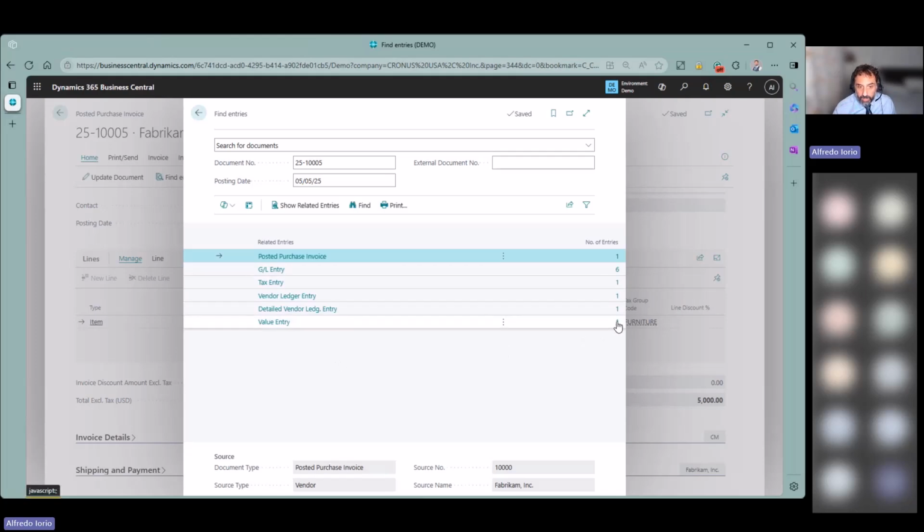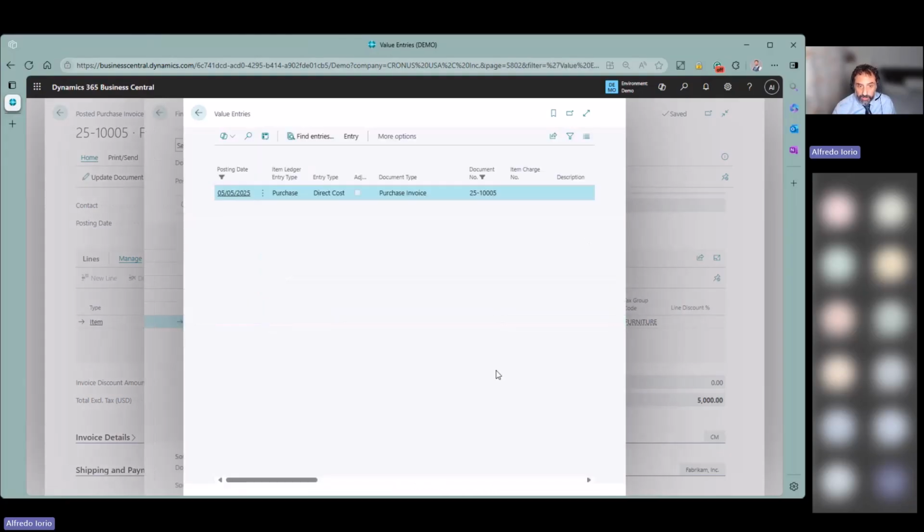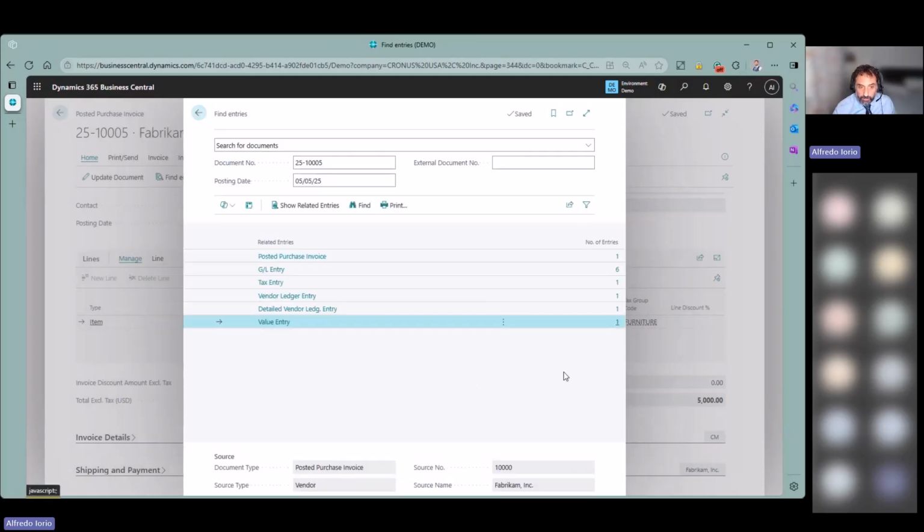But the valuation, again, the calculation that Business Central does to determine the cost now tells me that the cost expected is being reversed and the cost actual is being posted. So the total of the two transactions is balanced, right? And so you can see how that works, right?